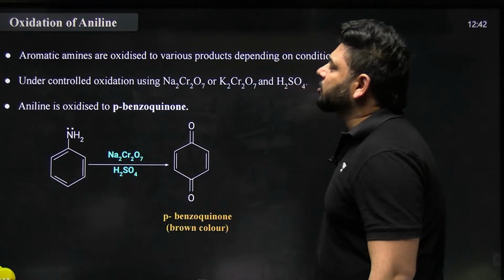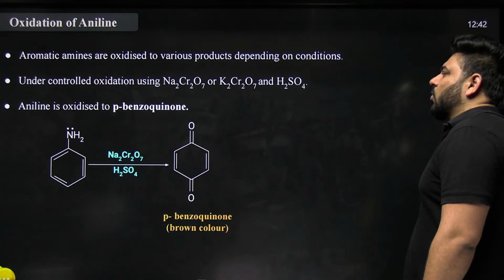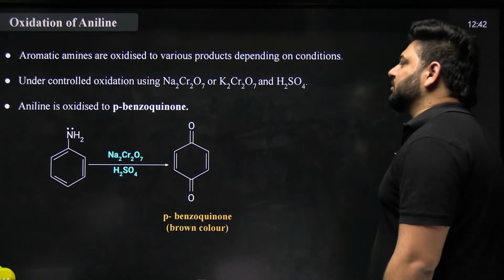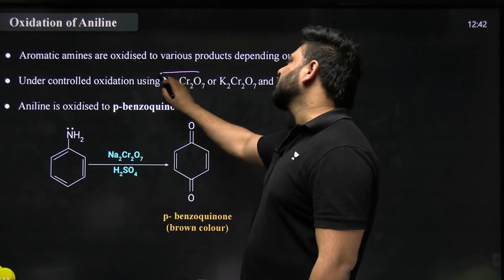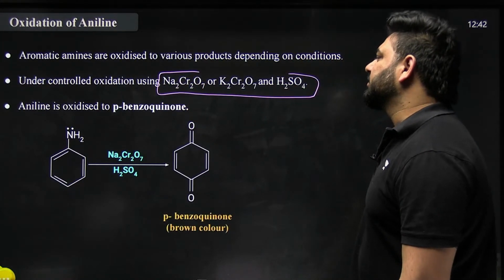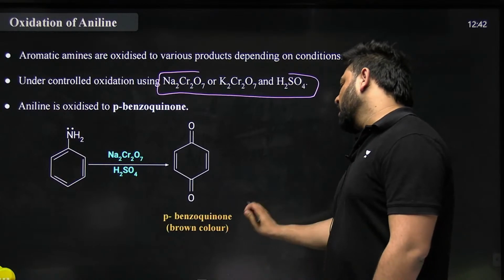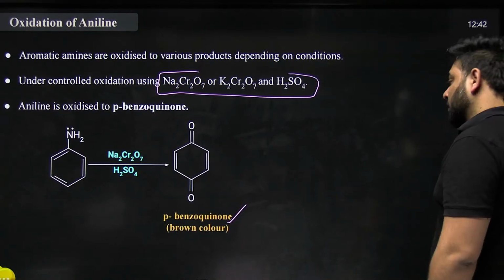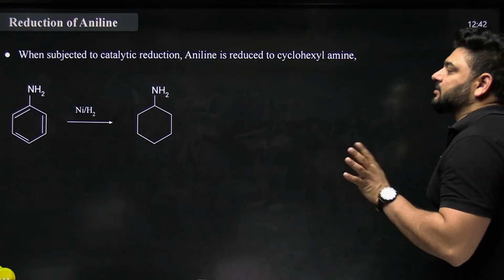Then we have oxidation of aniline. Aromatic amines are oxidized to various products depending upon the conditions, such as under strong oxidizing agents like Na2Cr2O7, K2Cr2O7 or concentrated H2SO4. This can be oxidized to para-benzoquinone, which is brown in color. It's a simple reaction, just directly learn it, that's it.